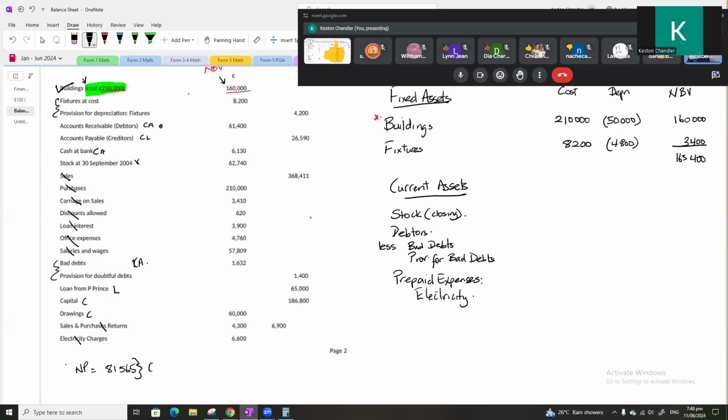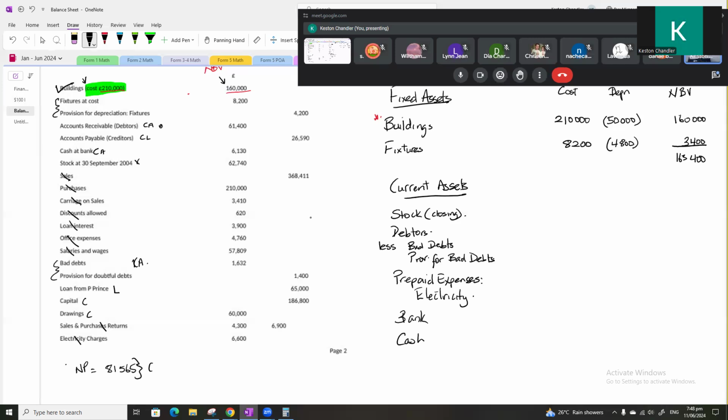Good. Right? So we have stock, we have debtors, we have our adjustment for debtors, we have prepaid expenses. Then we could go to bank, and finally cash. So this is your lineup for current assets. You usually have your inventory, you usually have your debtors and the adjustment for debtors, right? Then you'll have your prepaid expenses.